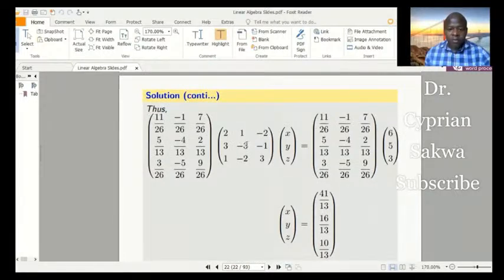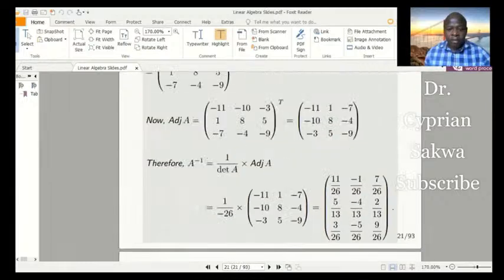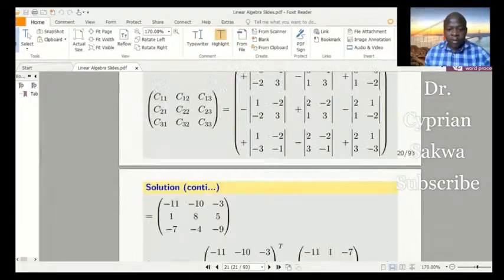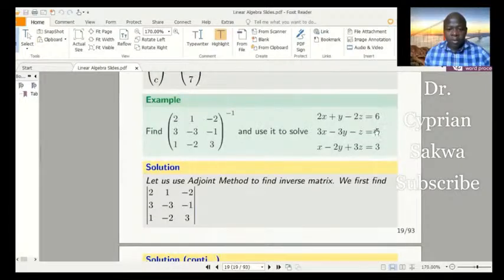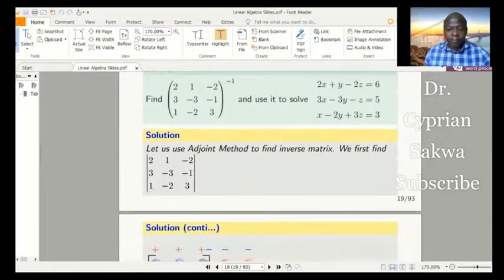This matrix we get from our system, then times x, y, z, and this inverse multiplied by the solutions to the system. The first equation was equal to 6, the second equation was equal to 5, and the third equation equal to 3. So that is why you see 6, 5, 3. I got it from there.